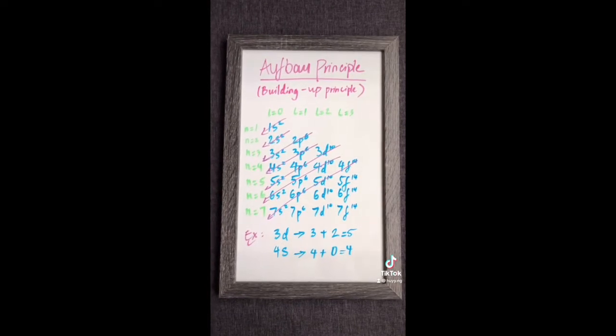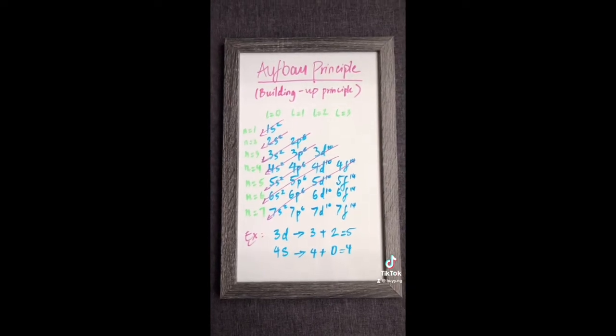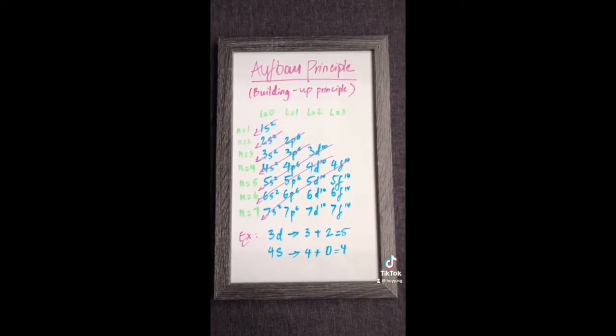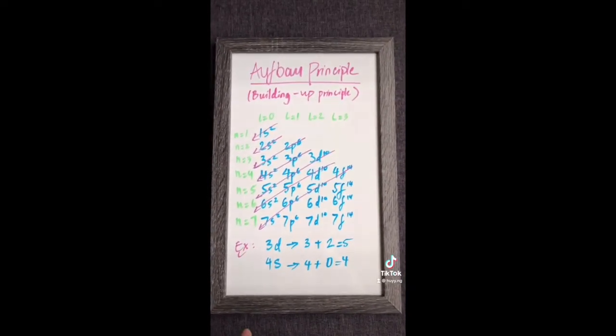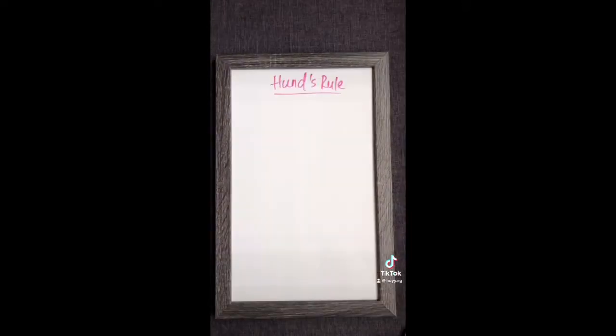Now let's take orbitals 3d and 4s as an example. When you add the values of n and l for both of them, 3d has a value of 5 and 4s has a value of 4. This shows that orbital 4s will come before 3d.